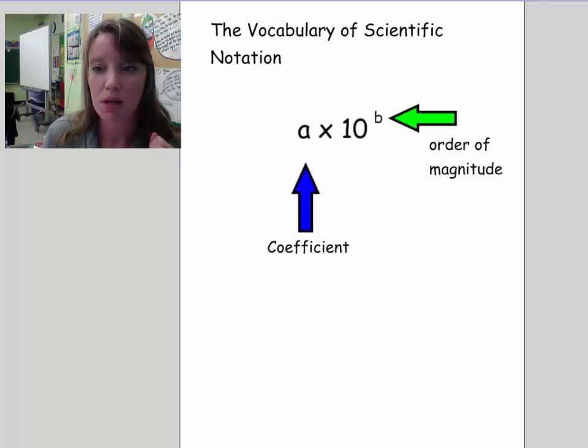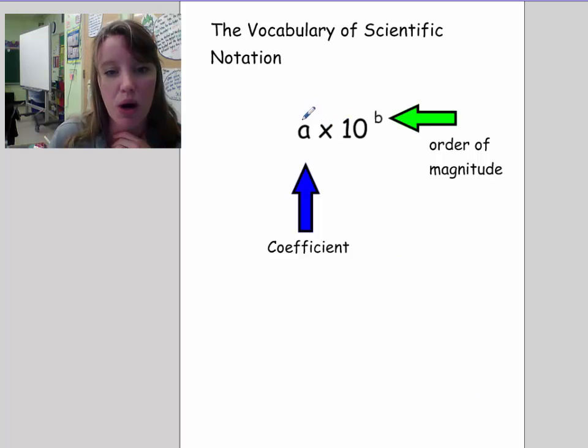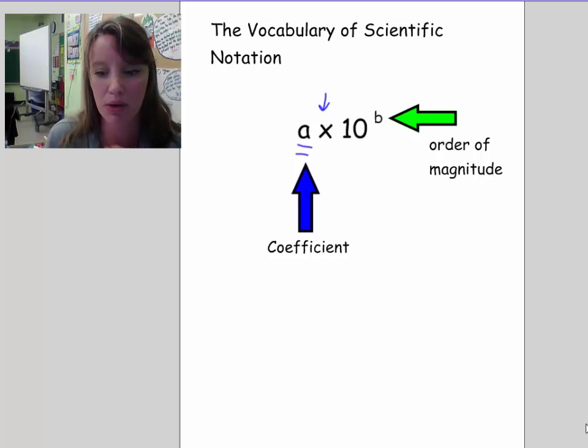Okay? So the first thing I want to remind you of is the vocabulary around scientific notation. Scientific notation is a number that's written as the product, so the product right here, of a number and a power of 10. The number in front is called the coefficient, and the power of 10 is called the order of magnitude. I'm going to refer repeatedly back to this vocabulary during the lesson.